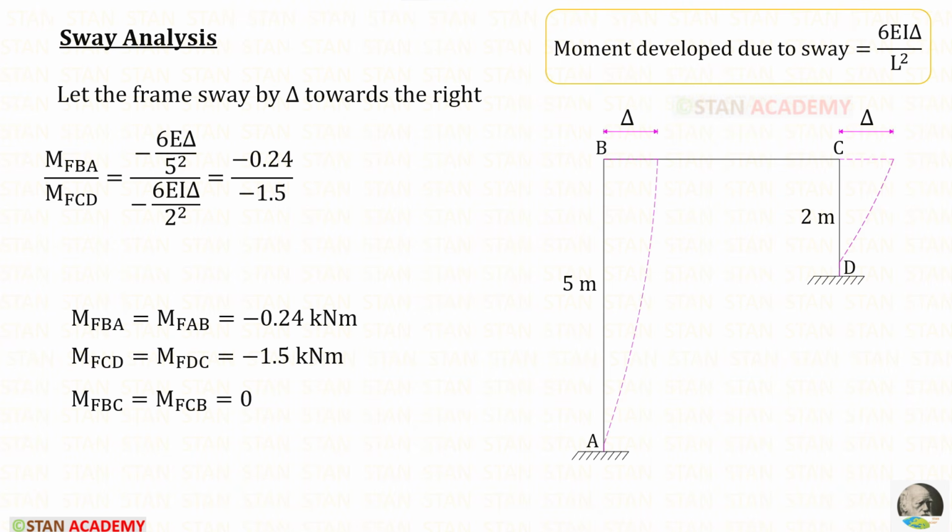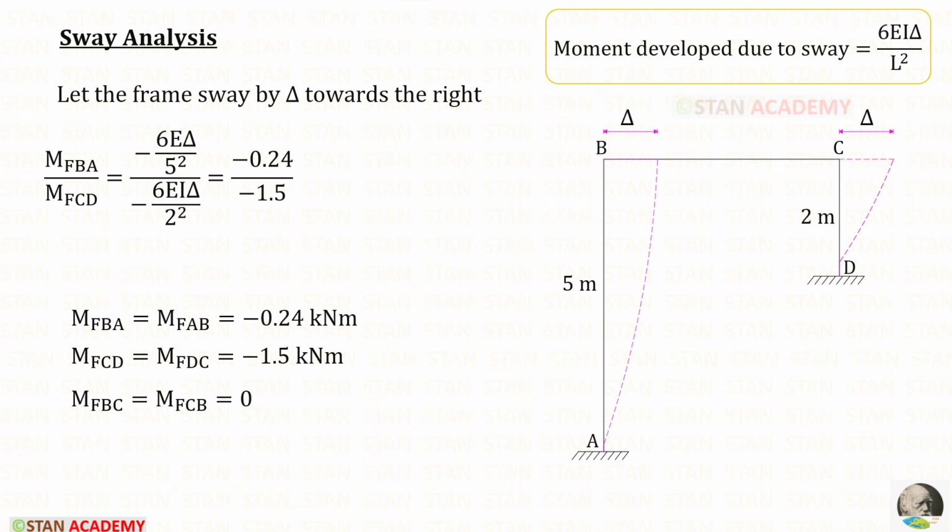From every column, we have to take any one moment. For BA, let us take the moment M of BA. And from CD, let us take M of CD. We know the formula for the moment developed due to sway. This is the one. But the sway occurs towards the right side, so the sway moment will be negative. For BA, the length is 5. And for CD, it is 2. We will get these two.